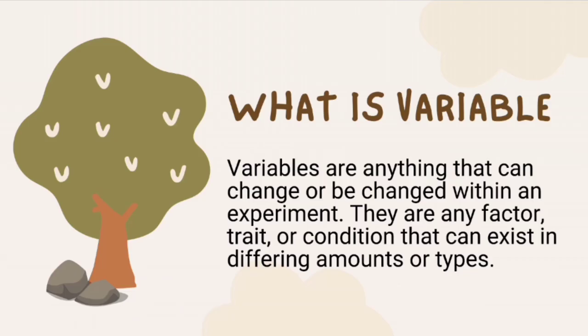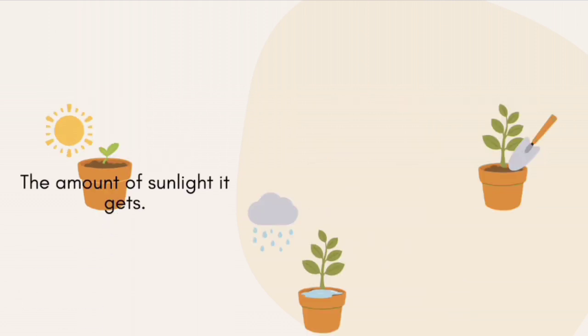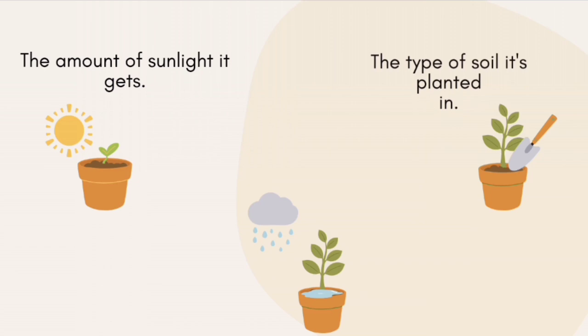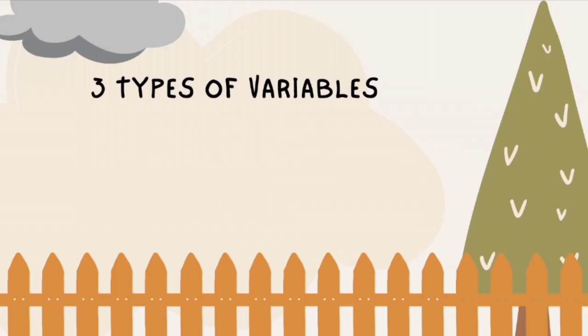So, when we say variable, class, it is any factor that can be changed or controlled in an experiment. It's something we can measure or observe. Let's use an example. Imagine we're studying the growth of sunflowers. The things that might affect how tall a sunflower grows, like the amount of sunlight it gets, the amount of water it receives, and the type of soil it's planted in, are what we call variables, class.